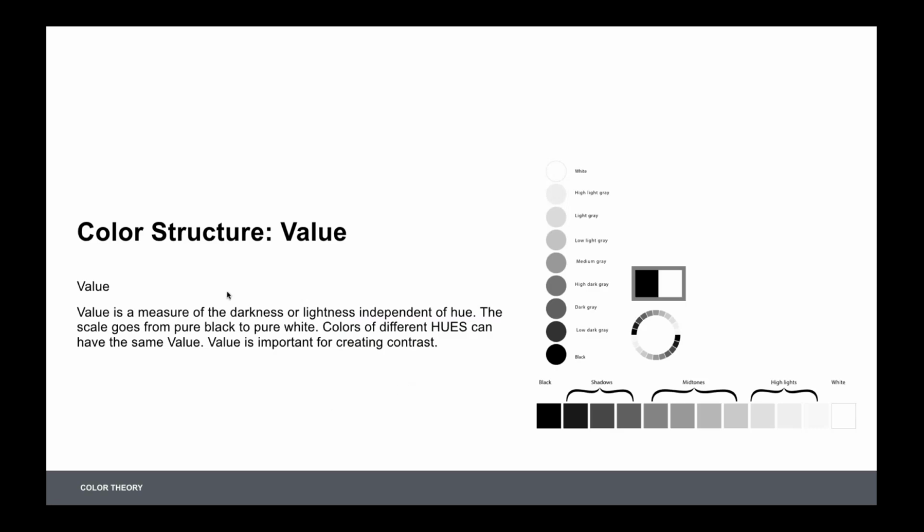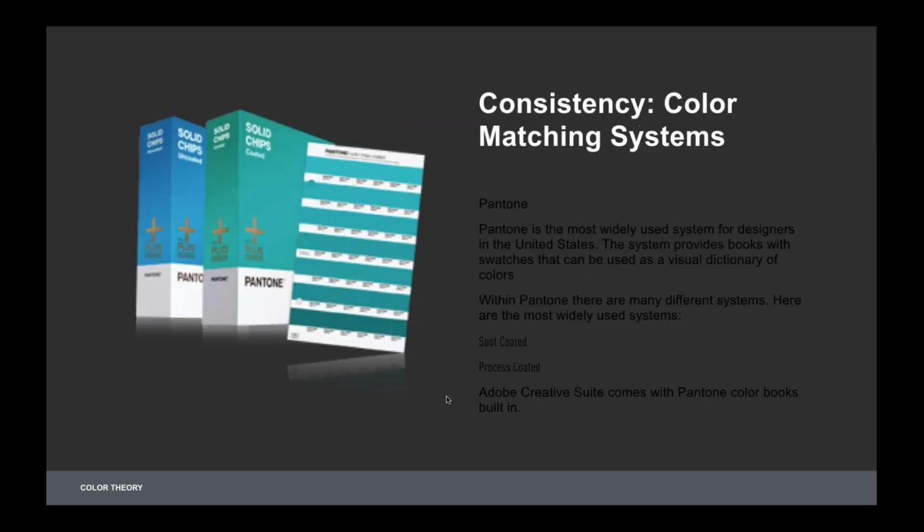Value is a measure of dark and light, and it can be independent of color. So you can have two hues that are totally different, complementary hues that have the same value, same light and dark. All right, we're not going to do this.